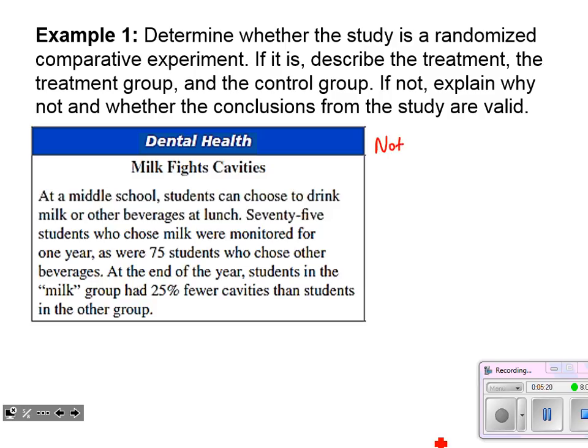I'm just going to abbreviate here for sake of space. Randomized comparative experiment. Okay? And if not, explain why not. Well, why not? There's no control versus treatment group.